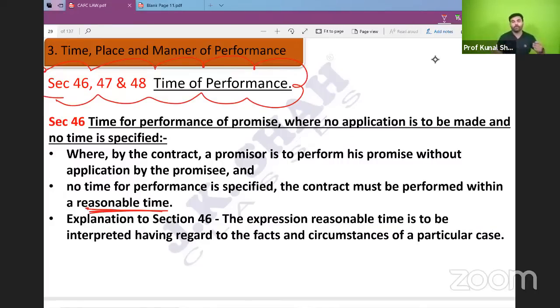And you already know reasonable time is a time which cannot be defined. It keeps on changing from person to person, situation to situation, time to time.